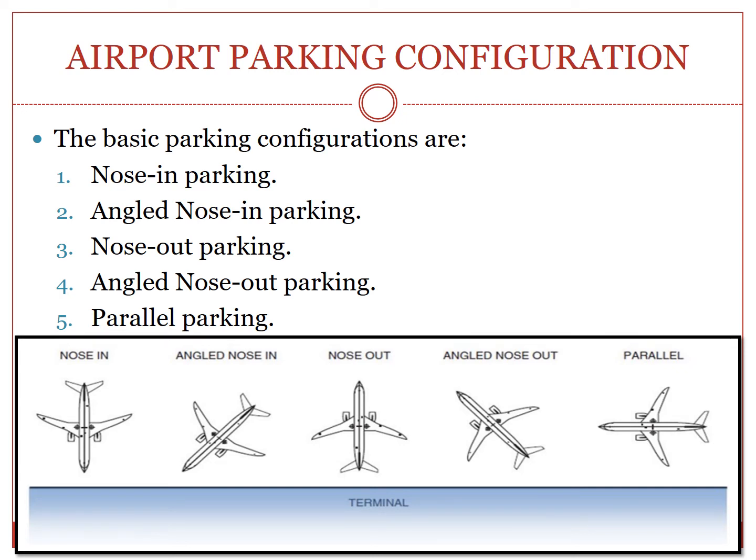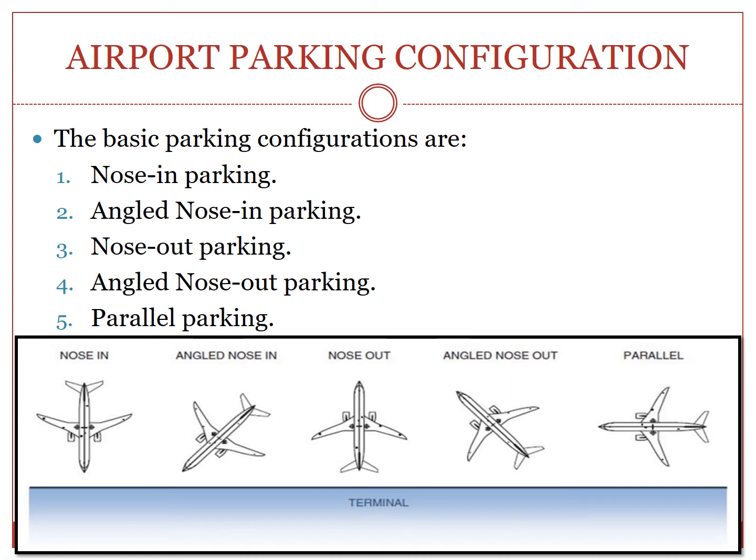Now there are advantages of nose out and angled nose out parking also. The rear loading door is close to the terminal building. It requires less power while maneuvering the loaded aircraft out of that gate position. Less apron area is required. The main disadvantage of nose out and angled nose out parking is that the hot blast is directed towards the terminal building itself.